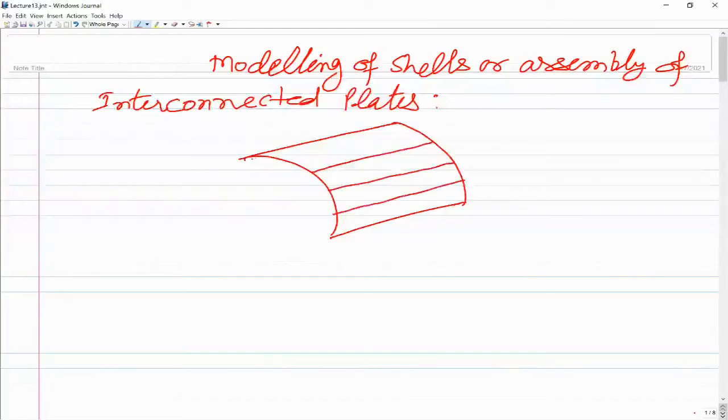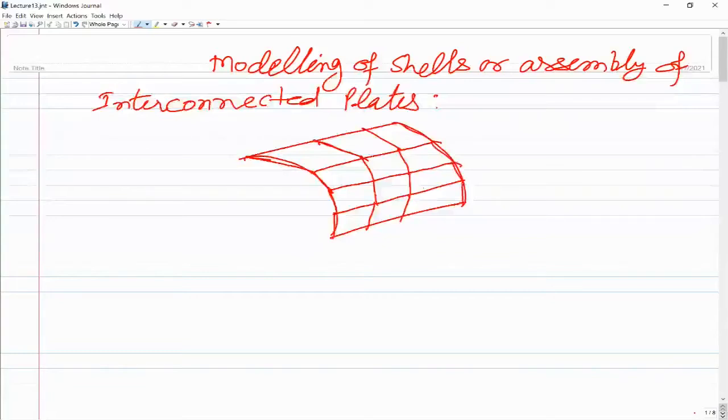So the discretization would be like, this will be flat, from here to here it would be flat, it would be flat. So each portion is a flat portion. So you model it like this.